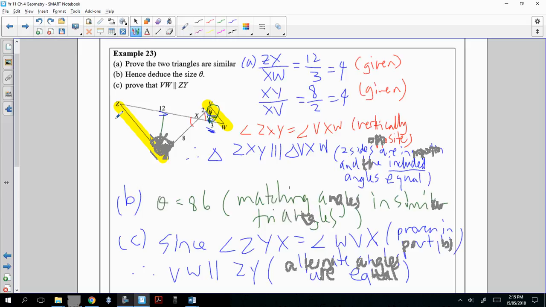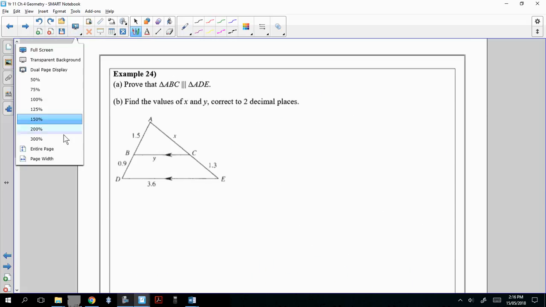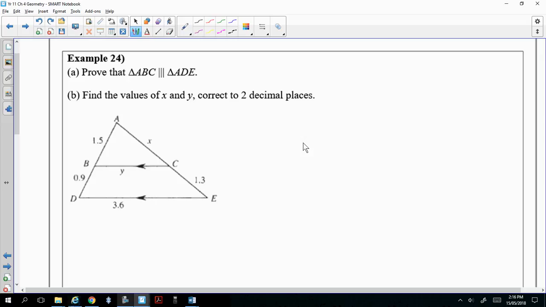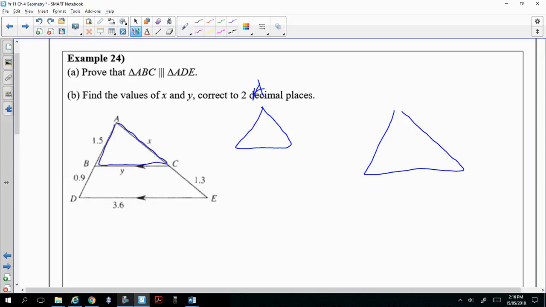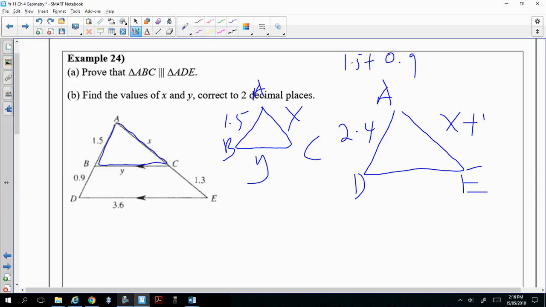So example 24. If you look at the two triangles, ABC is this small one, which you can draw here, and then you've got the big one. You try to prove that ABC is similar to ADE. If you draw them separately, you've got 1.5 here, x there, y here. This one you have to add 1.5 plus 0.9 first, which is 2.4. The other one is x plus 1.3, 3.6. Obviously you can't do the ratio of matching sides because a lot of sides are not given. And you can't use SAS, which needs 2 sides and the included angle equal. There are no 2 sides we can use.